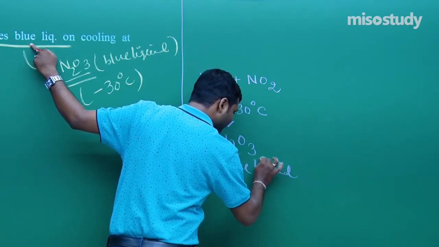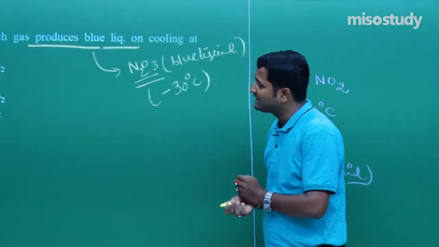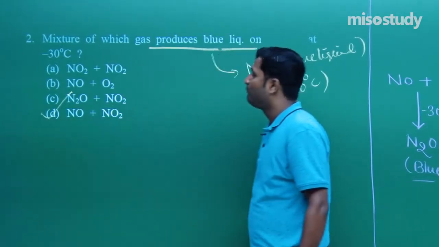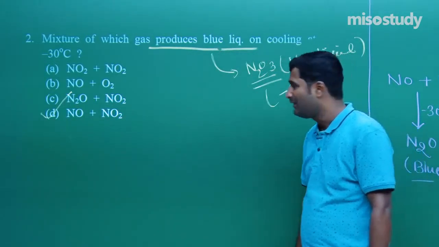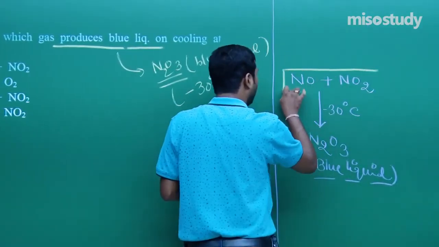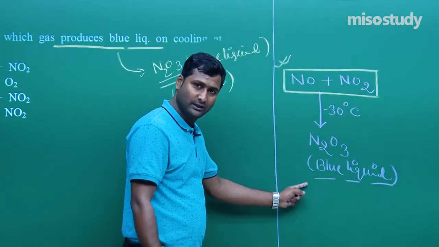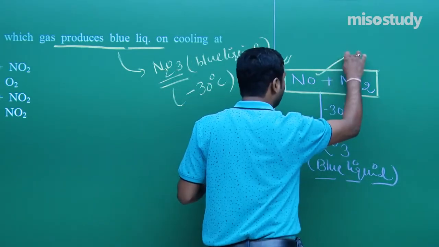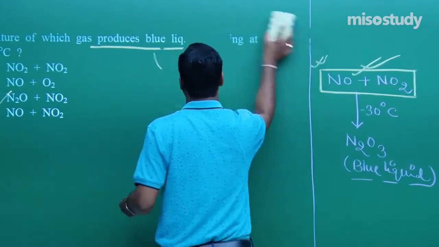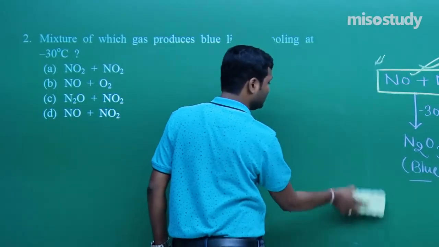Clear what I'm telling? And this is a blue liquid. So for this question, we people can say that D is the correct option. Clear? Now check out the answer option here, NO plus NO2 gives you N2O3, and the composition is NO plus NO2. Now I'm going to rub this part and we'll discuss the next question.